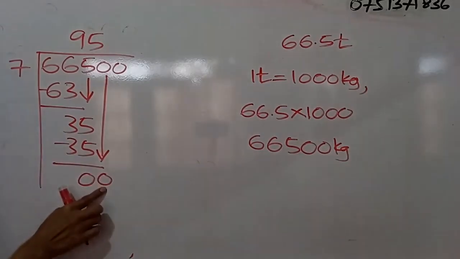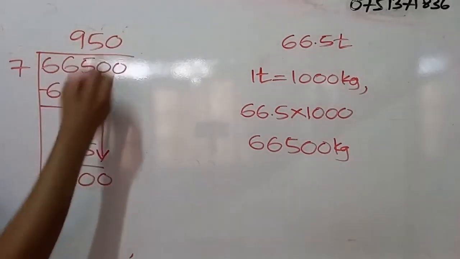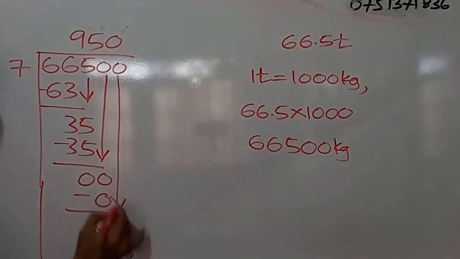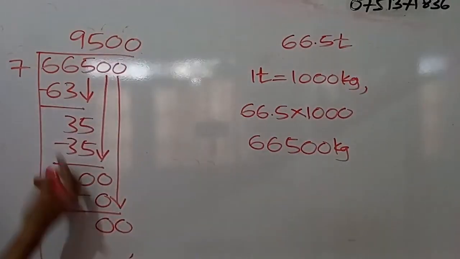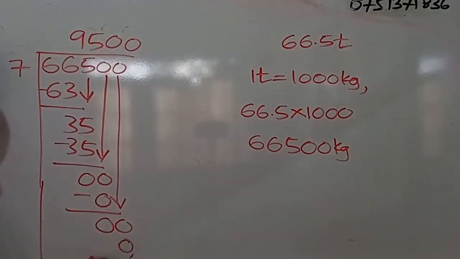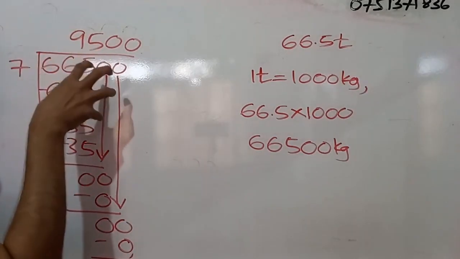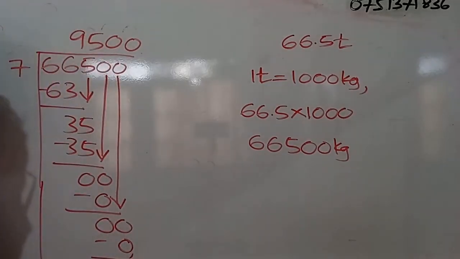How many 7s are there in 0? 0. 7 times 0, we get a 0. 0 minus 0, we get a 0. Then we will drag down this 0. How many 7s are there in 0? Just as before, 0. 7 times 0, we get a 0. 0 minus 0, we get a 0. In any case, when we divide 66,500 by 7, we get 9,500 as the answer.